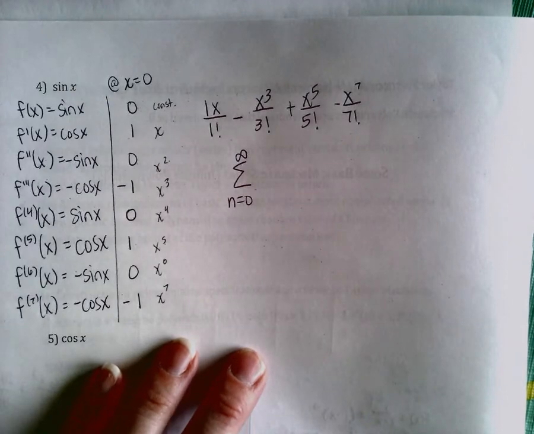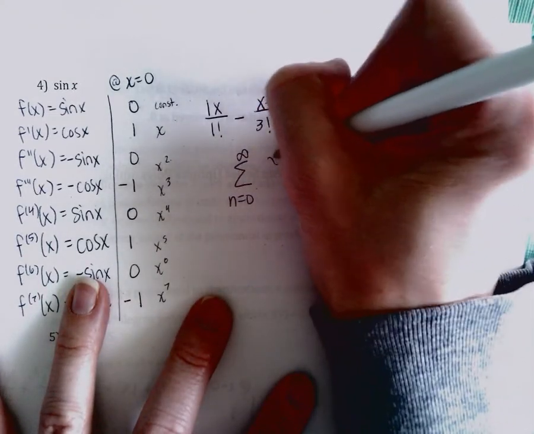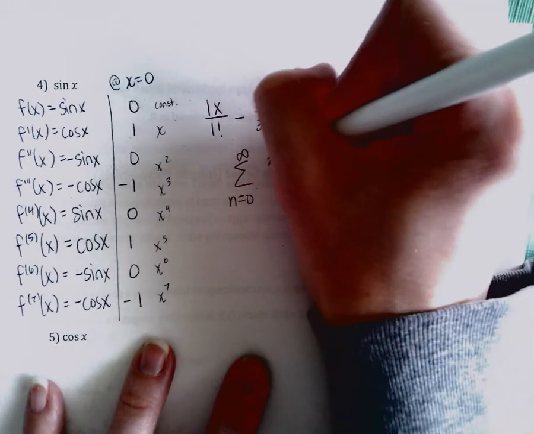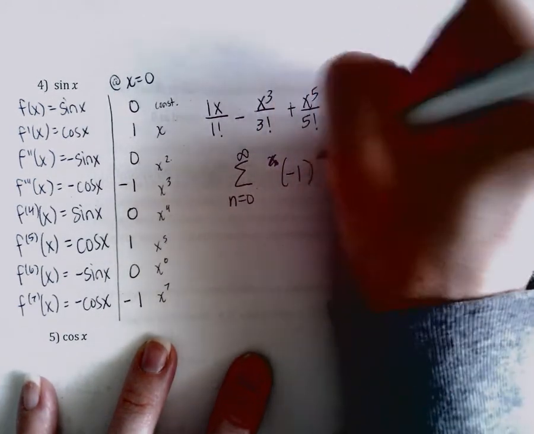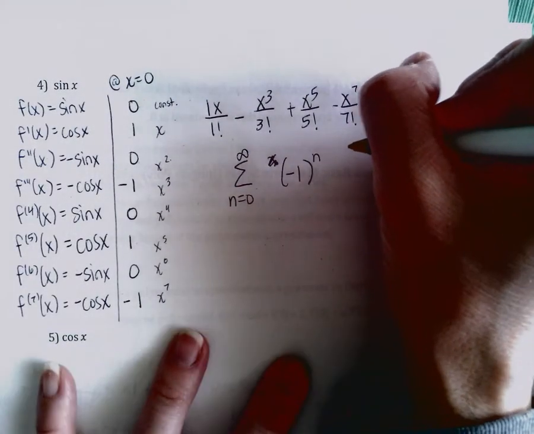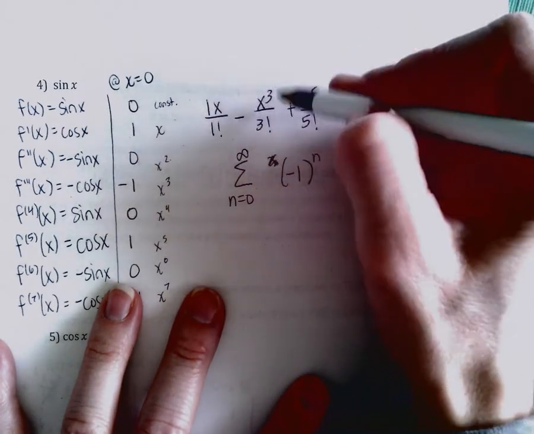On the top, I just have x to, well, first of all, it's alternating. Let me put that out in the front. So I'm going to write negative 1 to the n. So it starts positive, so that should work. And then I have x to the, and these are odd powers. They go up by 2 each time, right?